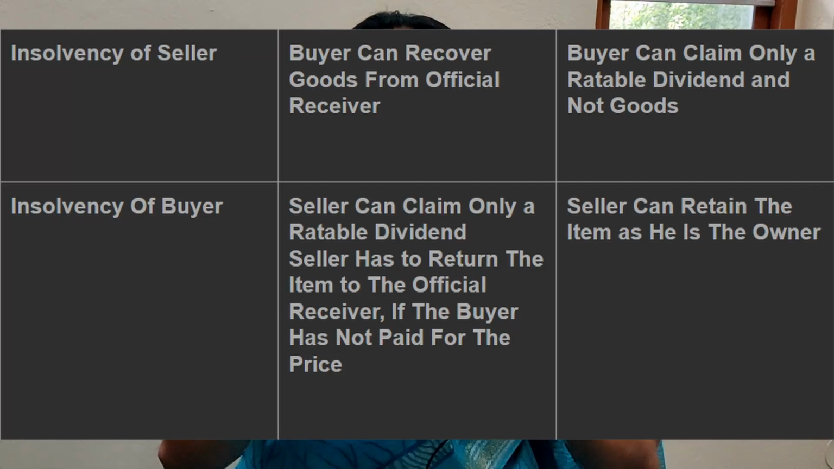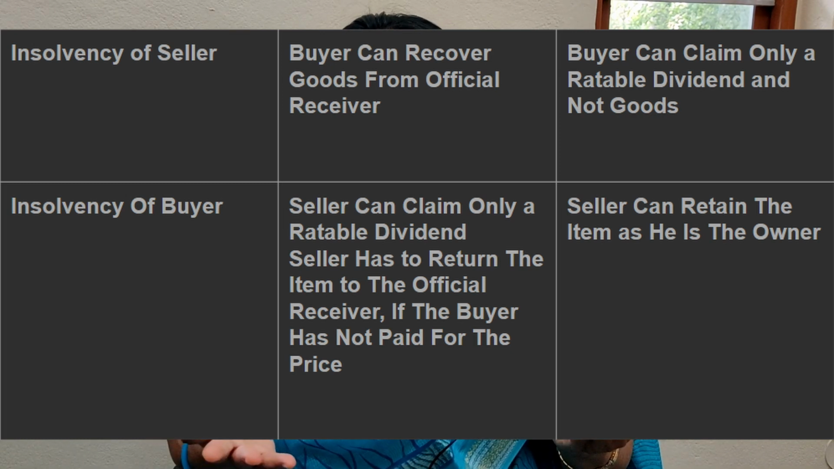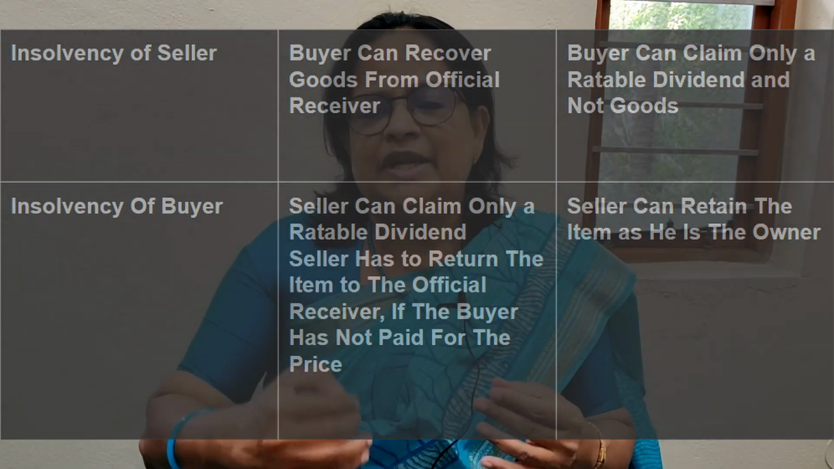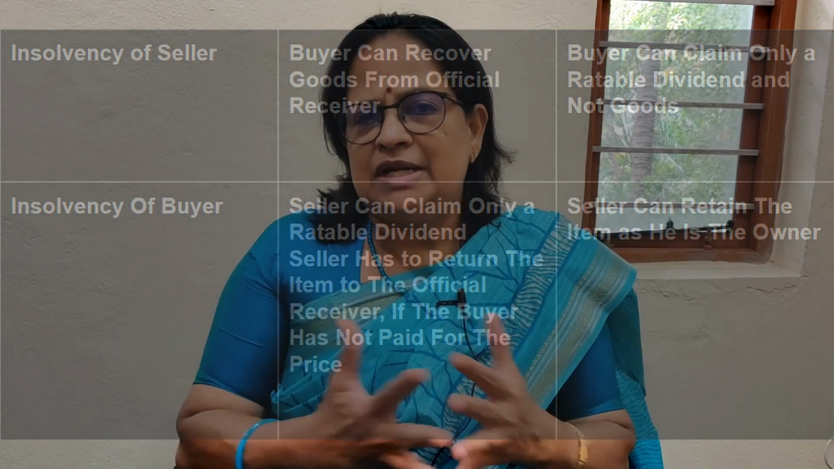Continuing with that, insolvency of seller. In the case of sale, the buyer can recover goods from the official receiver. Now, who is the official receiver? We have to remember, in the case of insolvency or bankruptcy filed by somebody, the court will appoint an official liquidator, who is the official receiver. He will make a list of all assets and all liabilities, and they will sell all the assets and clear the liabilities.